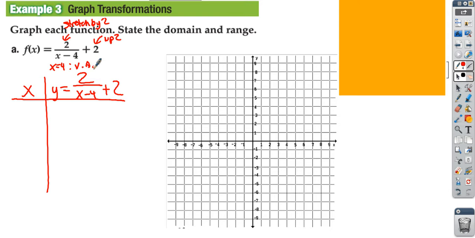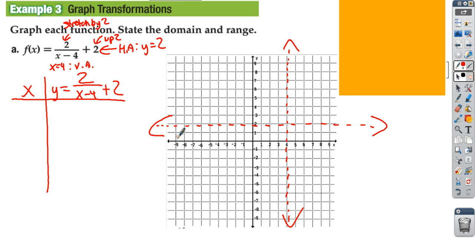So I'm going to draw that. Here's the line x equals 4, so we know if we draw this graph correctly, it should never touch that right there. And the horizontal asymptote is going to be right there. The horizontal asymptote is y equals 2 because we've shifted that up 2. So here's our point.